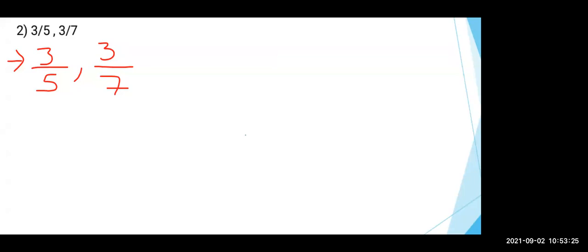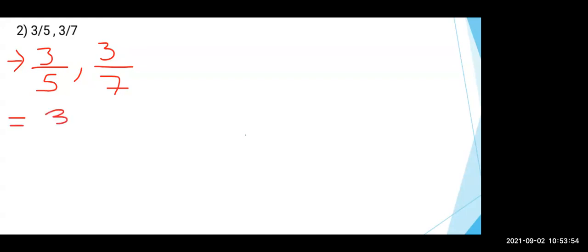Listen properly. In the previous sum, we changed only one denominator, because the second denominator we were getting by multiplying the first denominator. But this second one is a different sum. If this type of sums come, you have to cross multiply, because 7 does not come in the table of 5 and 5 does not come in the table of 7.